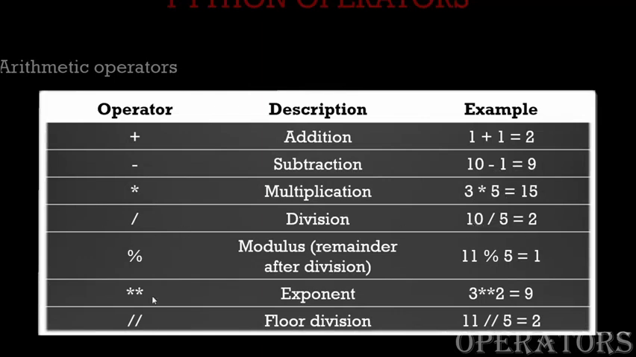And we have modulus. Modulus returns the remainder after division. If you are working on integers, you want the result to be an integer, and you also want to retain the remainder, in that scenario you can use modulus. And exponent is nothing but taking something to the power of, so 3 to the power of 2, that is 3 squared, is equal to 9.